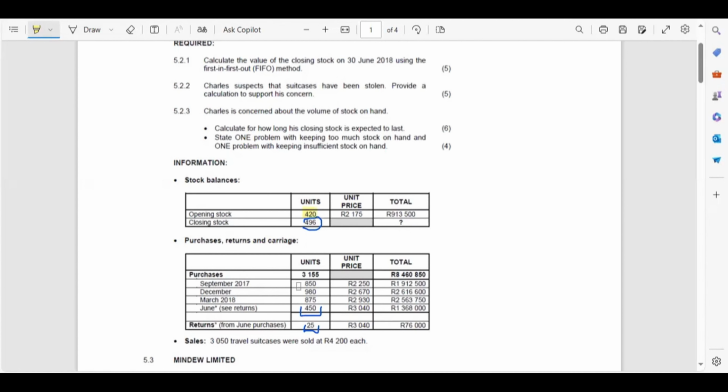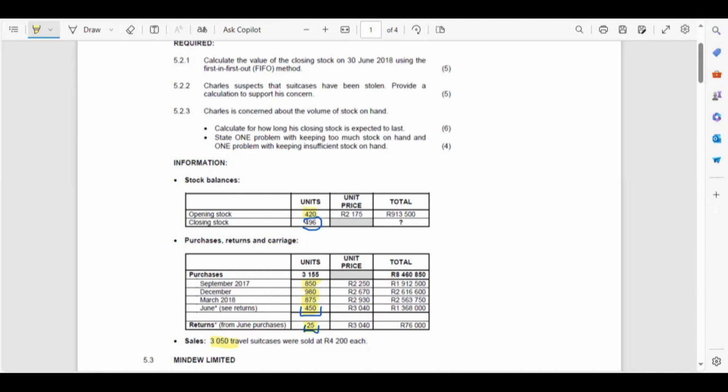And how much did we purchase? So we purchased 850 during September, plus 980 December, plus 875 on March, and we also purchased 450 on June. But on June there were returns of 25 suitcases, so we're gonna subtract this 25, right? And also we sold 3,050 travel suitcases. So by subtracting the sales, or the number of units that were sold, we expect to get the number of suitcases which are remaining at the end of the year.